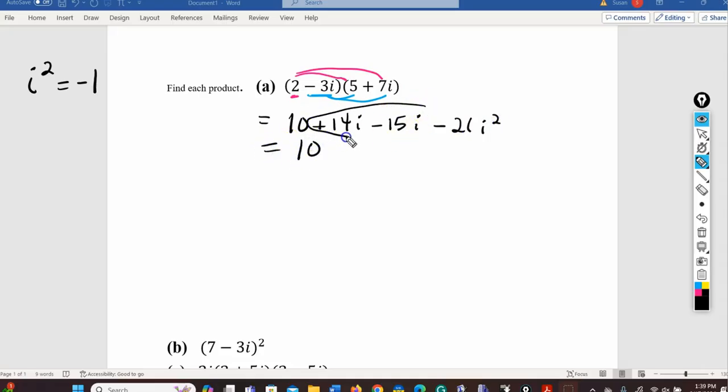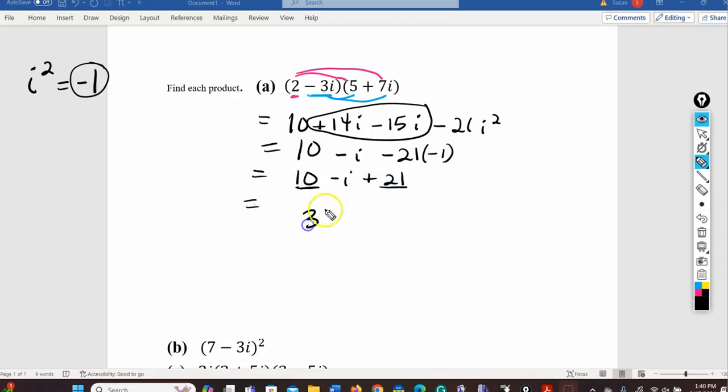Now, 14i minus 15i is the same as you would think of 14x minus 15x. You'd have negative 1x or just negative x. So 14i minus 15i is minus i. Now I've got negative 21 times i squared, but i squared is negative 1. So I'm going to have 10 minus i, and negative 21 times negative 1 is plus 21. And then 10 plus 21 is 31.